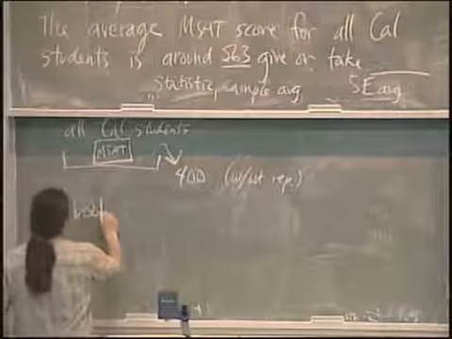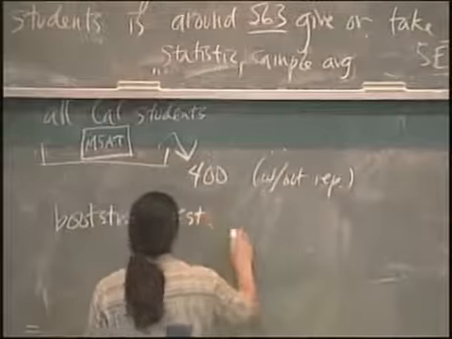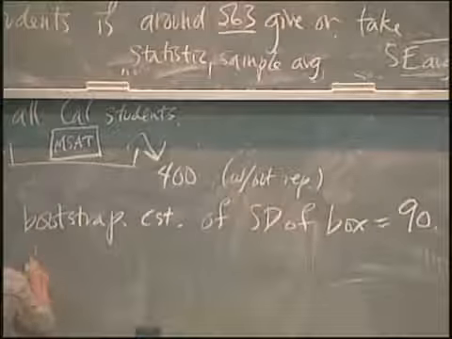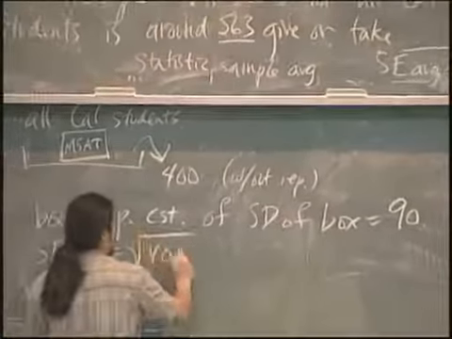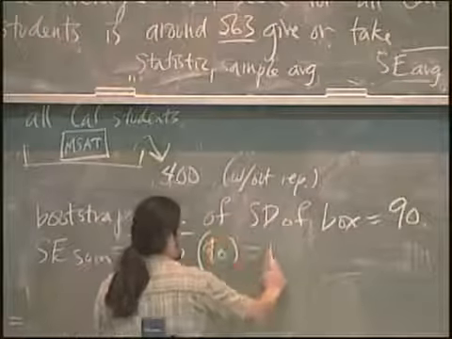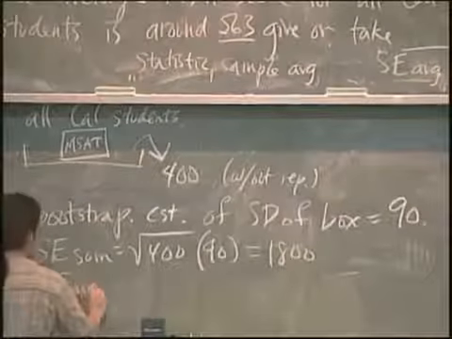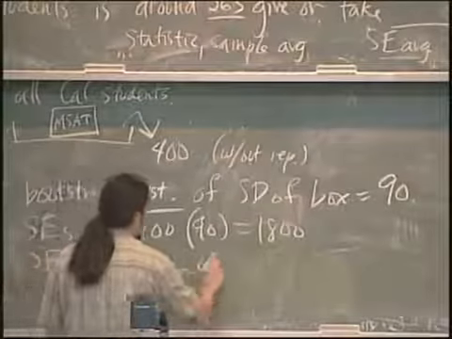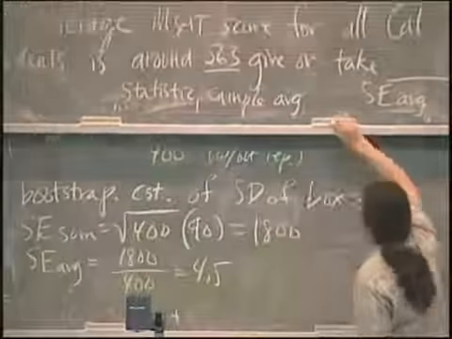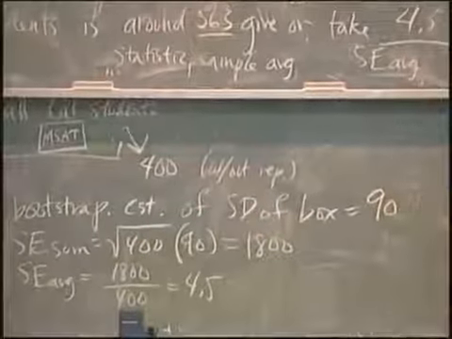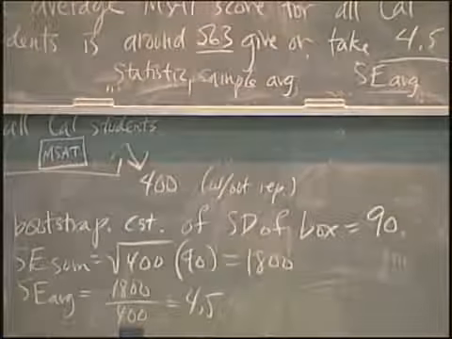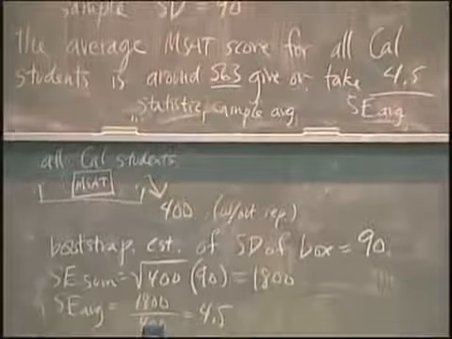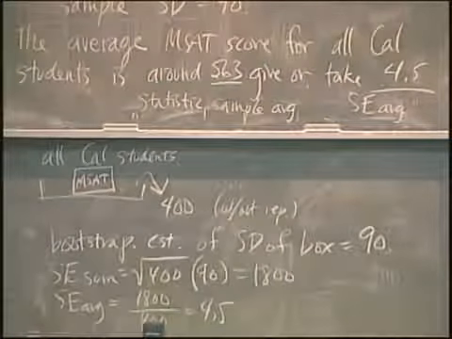Okay, so bootstrap estimate of SD of box equals 90. All right, so then I can calculate SE sum, square root of the number of draws times 90, that's 1800, and then finally SE average is equal to 1800, SE sum, divided by number of draws, that comes out to be 4.5. So, filling in my blank here, the average MSAT score for all Cal students is around 563, give or take 4.5. I don't know if that's surprising or not, just how accurate that is. 400 students, you get a pretty accurate estimate of the average of the box with a sample like that.